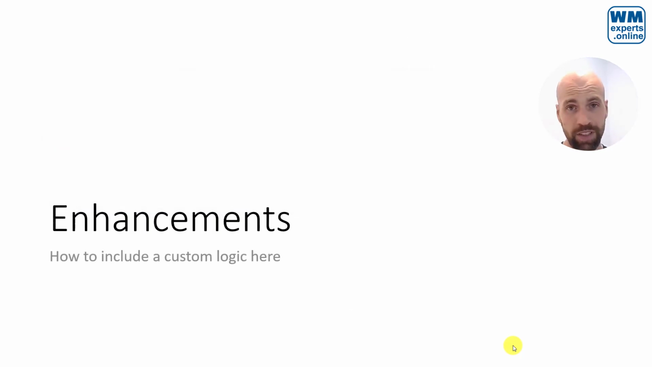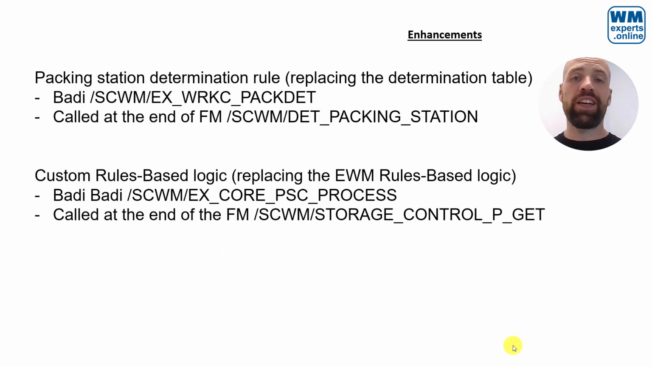Finally, closing this video already, I tried to keep it a bit shorter than the other ones. I give you the options for enhancement here for including a custom logic in your project, and there are actually two different ones. The first one is straightforward BAdI SCWM_X_WRKC_PACKDET. With this BAdI, you can implement your own packing station determination rule. So basically replacing the standard evaluation of the work center determination table that I showed you with option 3 above. So it's your own logic.